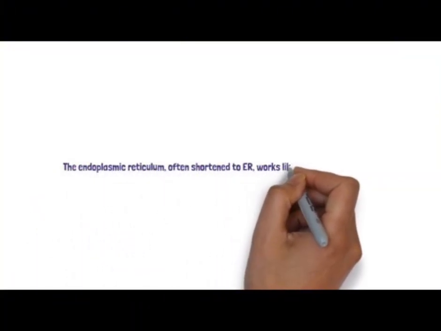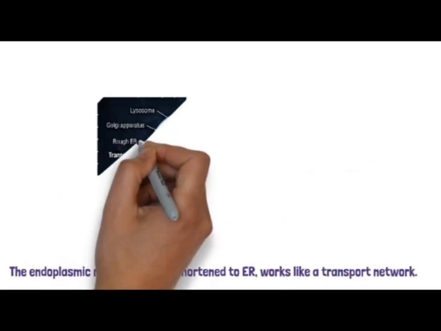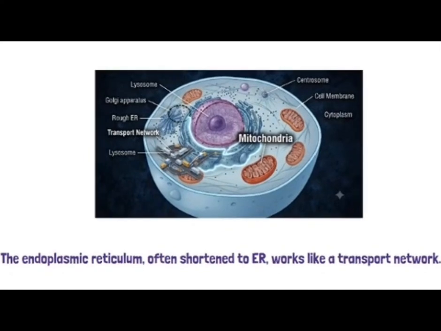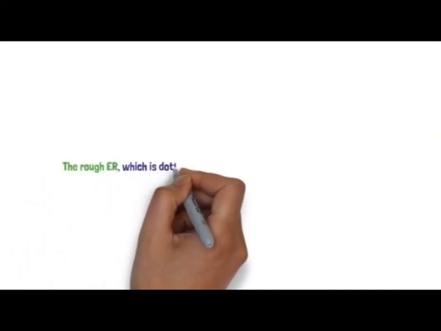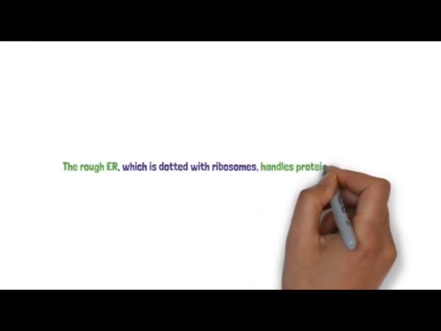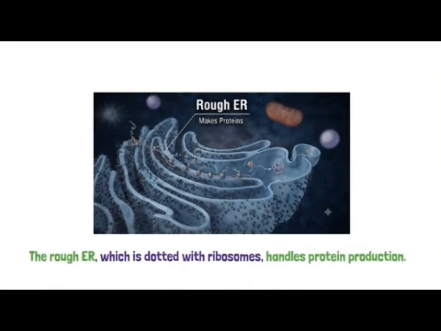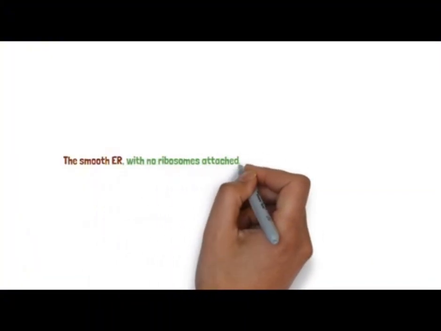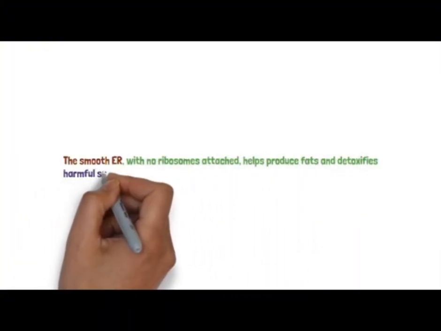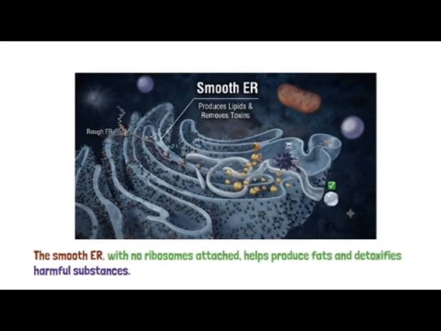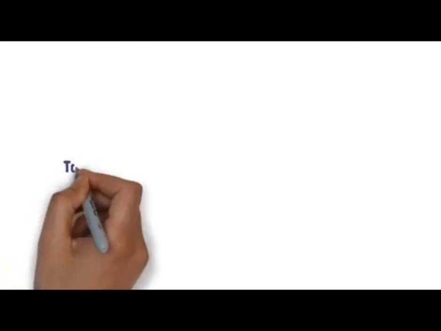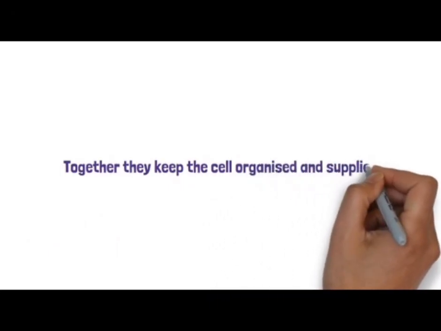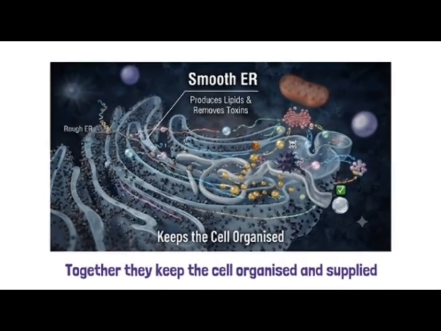The endoplasmic reticulum, often shortened to ER, works like a transport network. The rough ER, which is dotted with ribosomes, handles protein production. The smooth ER, with no ribosomes attached, helps produce fats and detoxifies harmful substances. Together, they keep the cell organized and supplied.